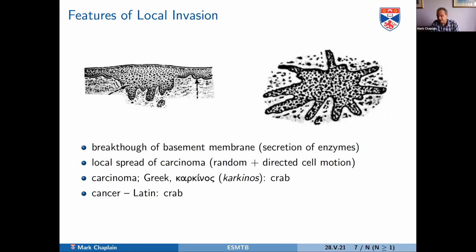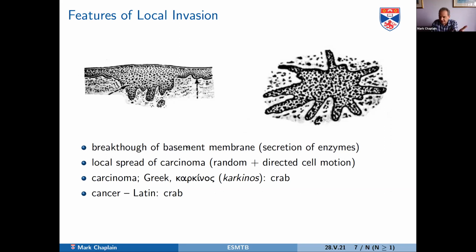way. And this is another image from a pathology textbook where this started out as a solid, spherical mass, and now you can see through local invasion, you get these projections of cancer cells going into the local tissue and spreading outwards locally. And that's caused by the secretion of enzymes, which we'll see in a few slides later.